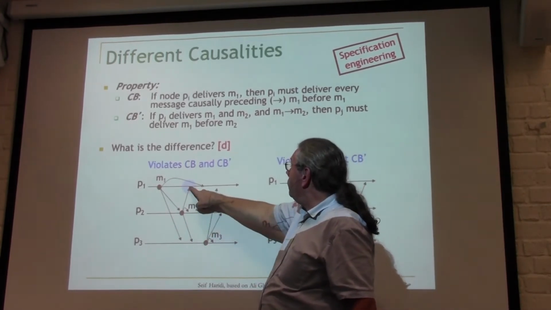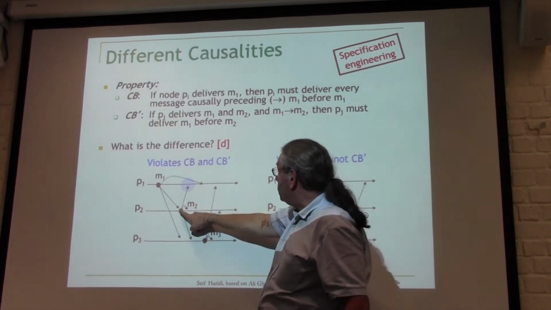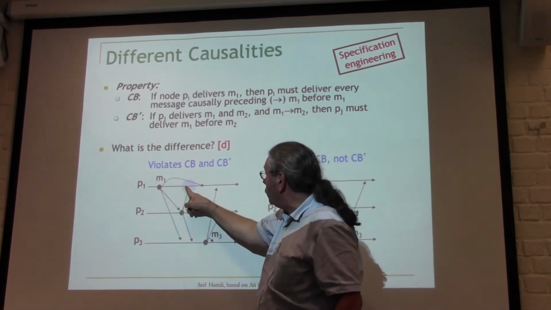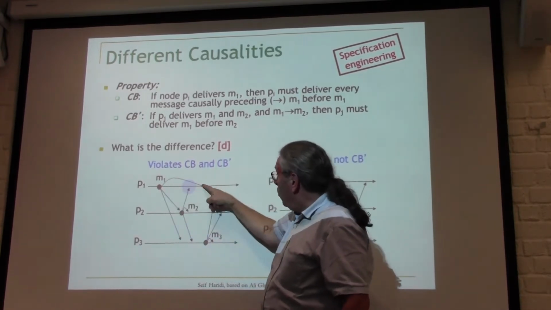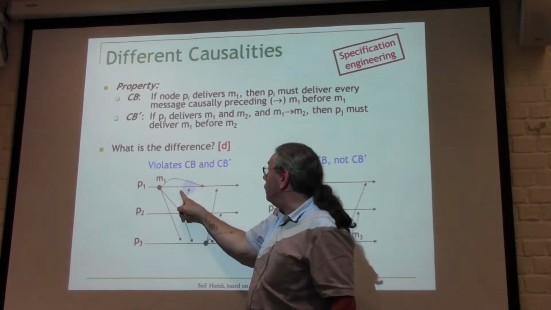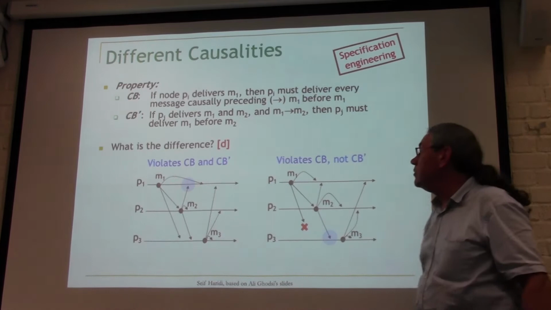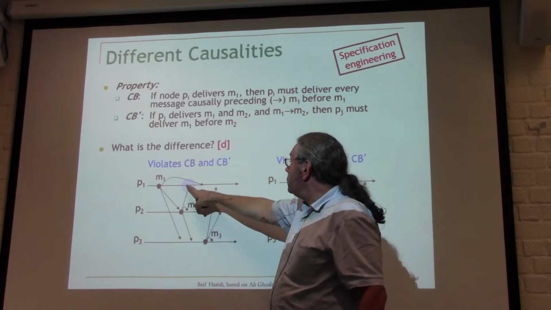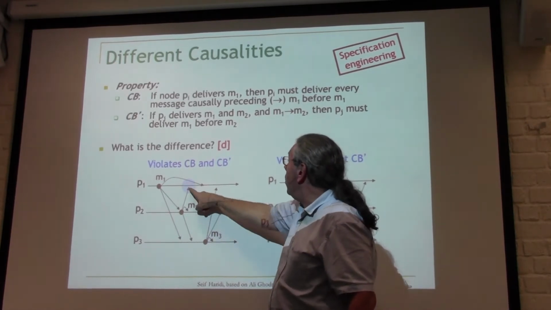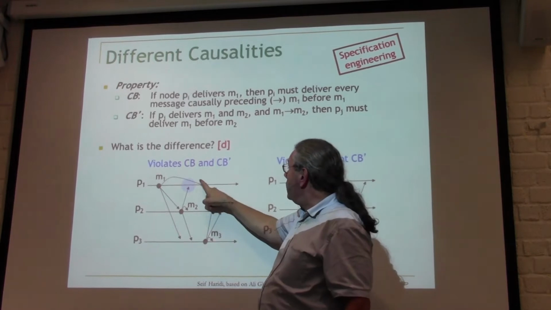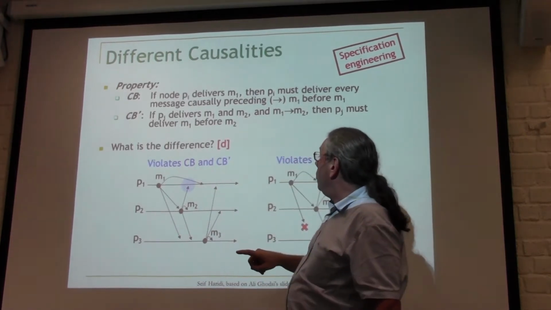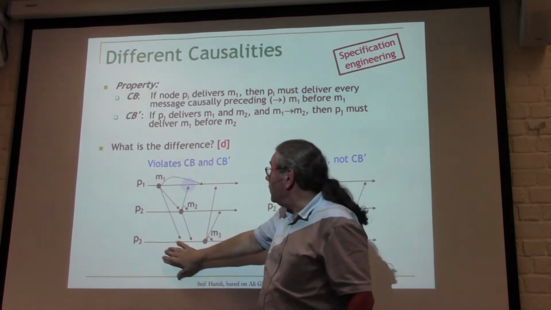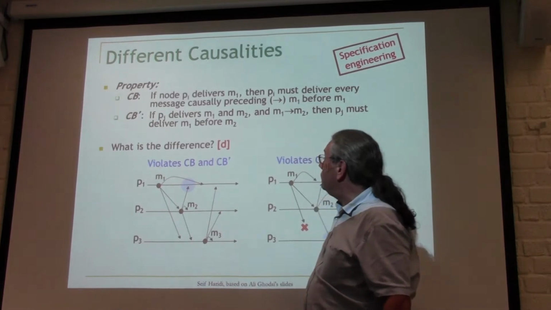Okay. P1 is delivering M2. If P1 delivers a message, M2, it must have delivered every causally preceding message before. But M1 is causally preceding, but it's not delivered before. So CB is violated here, right? But CB prime is also violated, because P1 is delivering both M1 and M2, and M1 is before M2, but it's not delivering M1 before M2. And so the scenario on the left is violating both of these conditions.